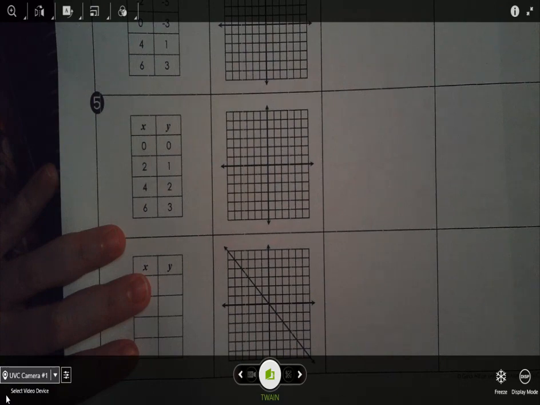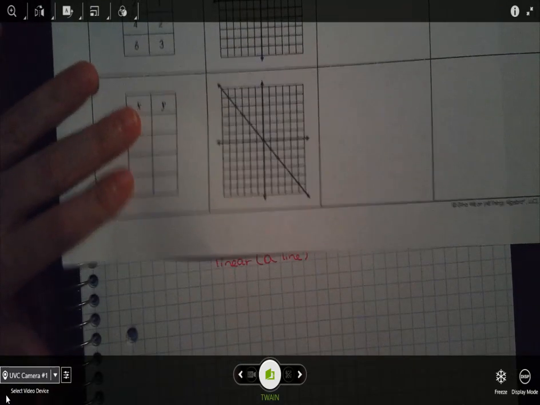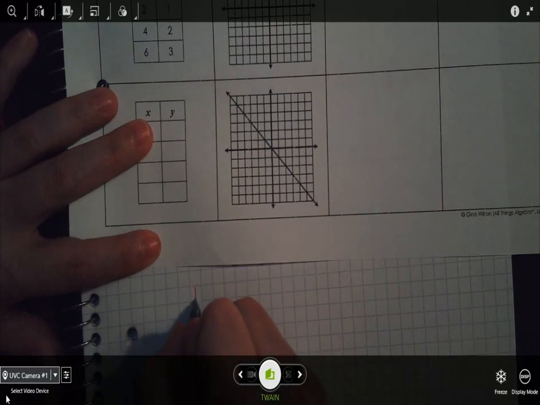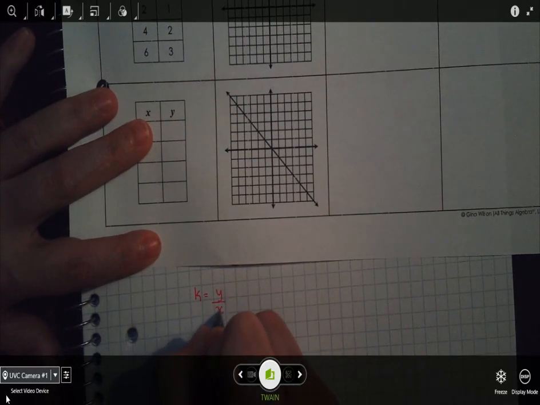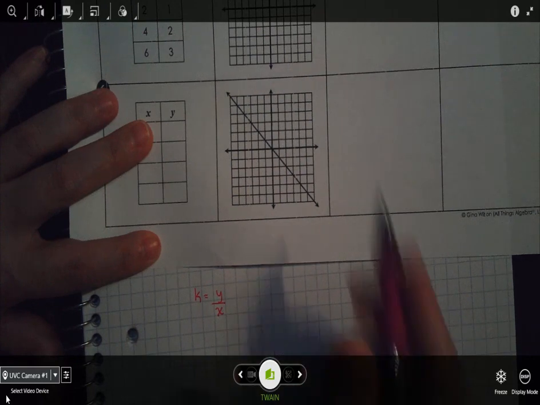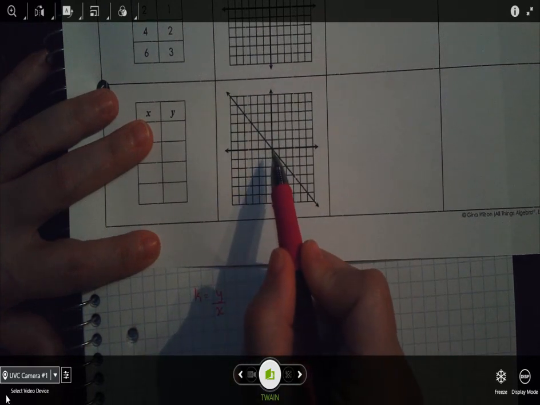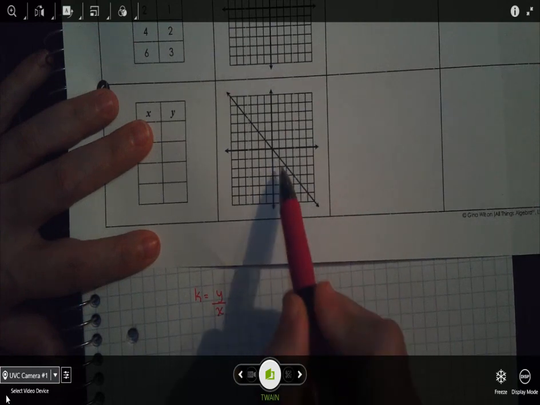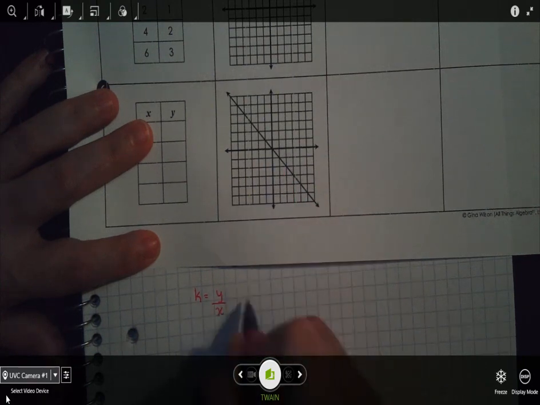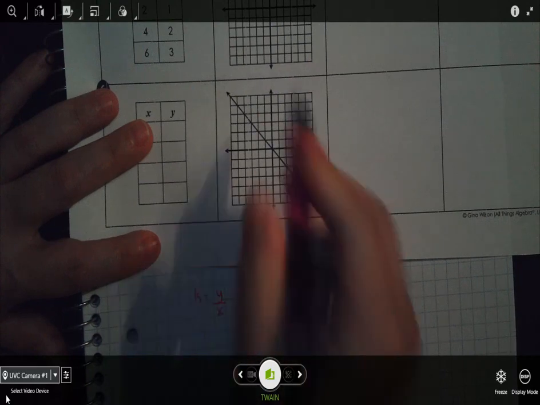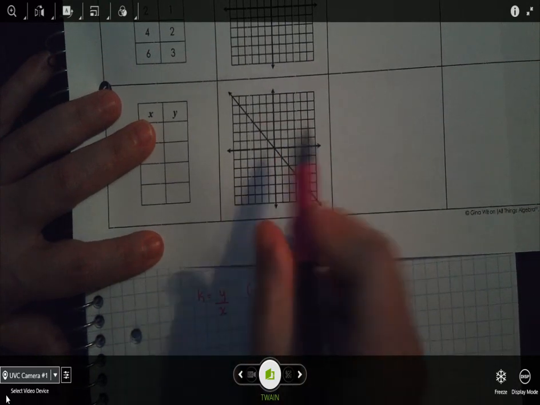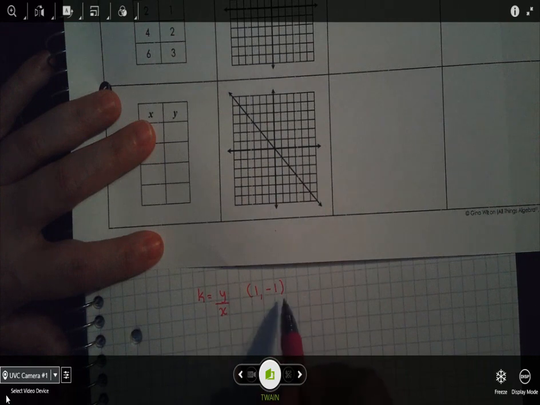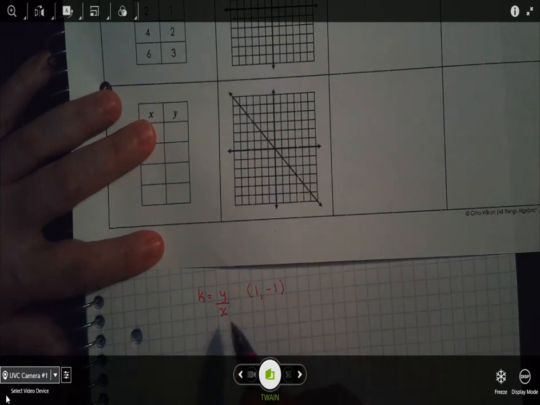So remember, it's y over x. Okay, here we go. So remember, to find the k, we do y divided by x. Now, you can't use 0 divided by 0, okay? That doesn't work. So pick one of these other points that you see it passes through. So like right here, this is an easy one. My point is at 1, -1. Remember, we go x's first, then y's. So we went over 1 and down 1. So 1, -1. Now, all I have to do is take these numbers and put them here.